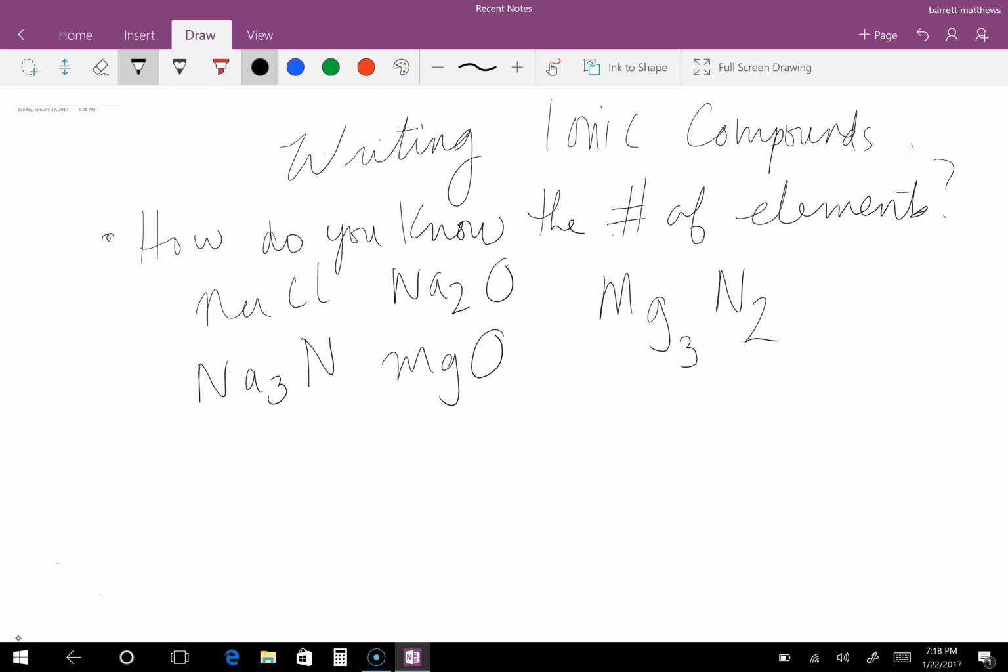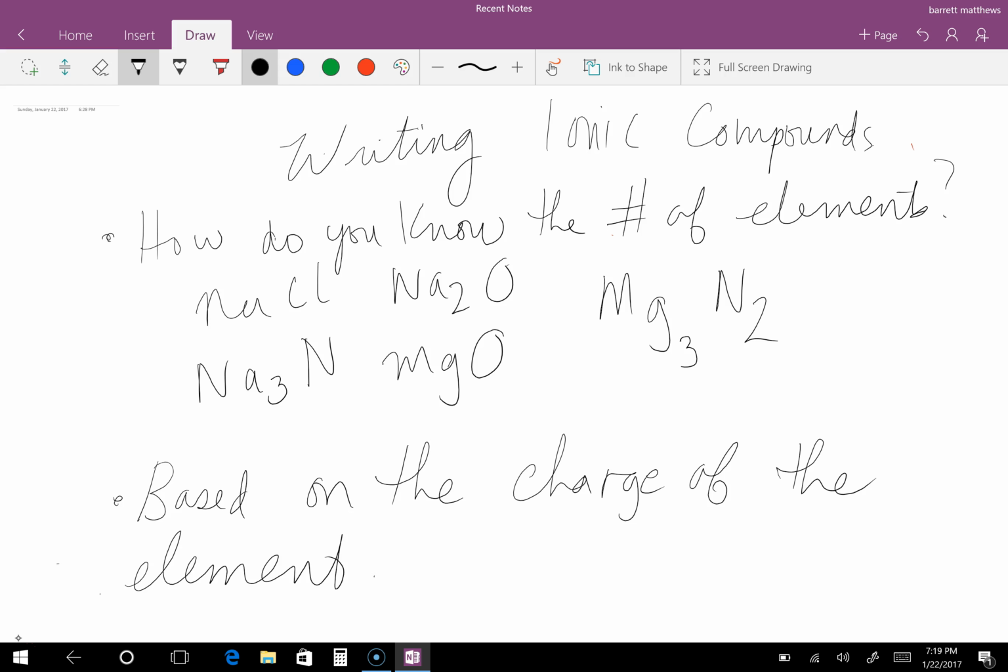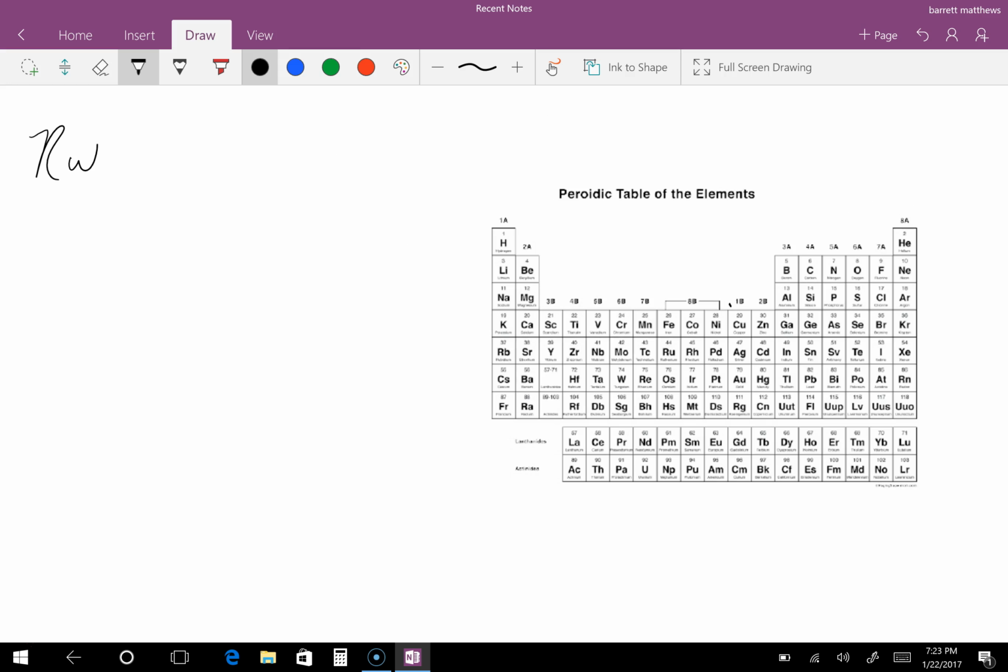So why are there different numbers of elements in all these different compounds? This will be based on the charge of the element. Let's take a look at some rules for charges.